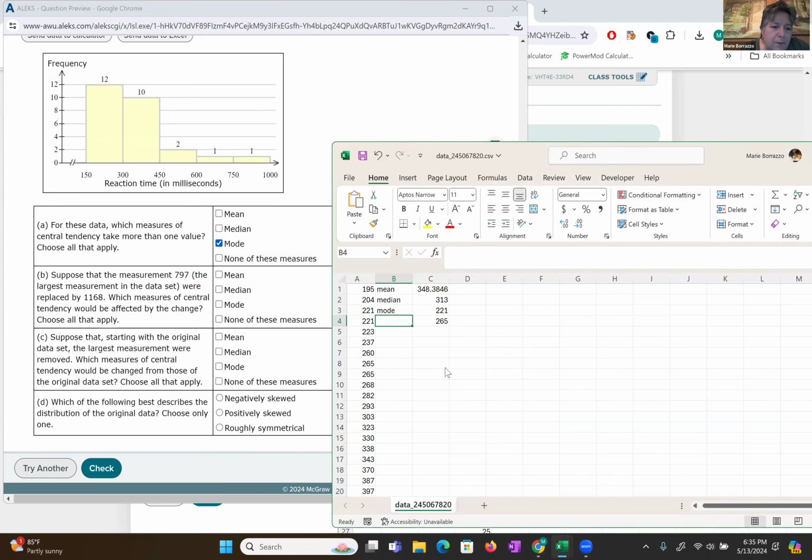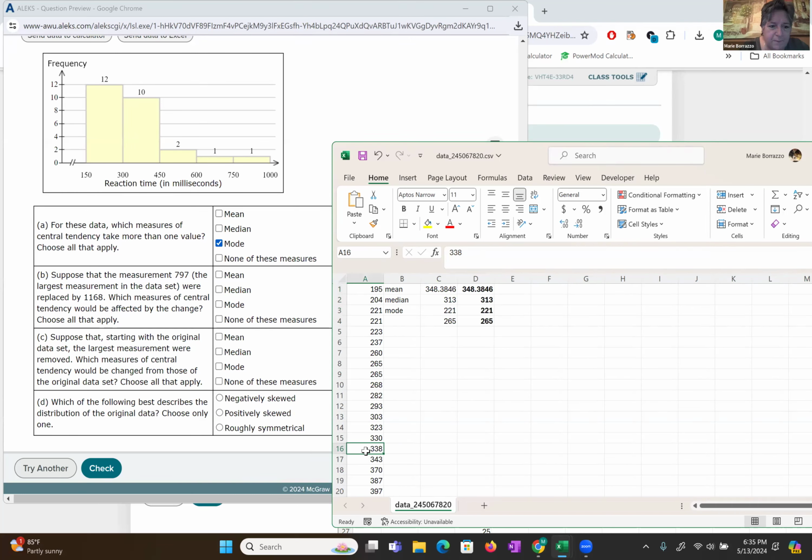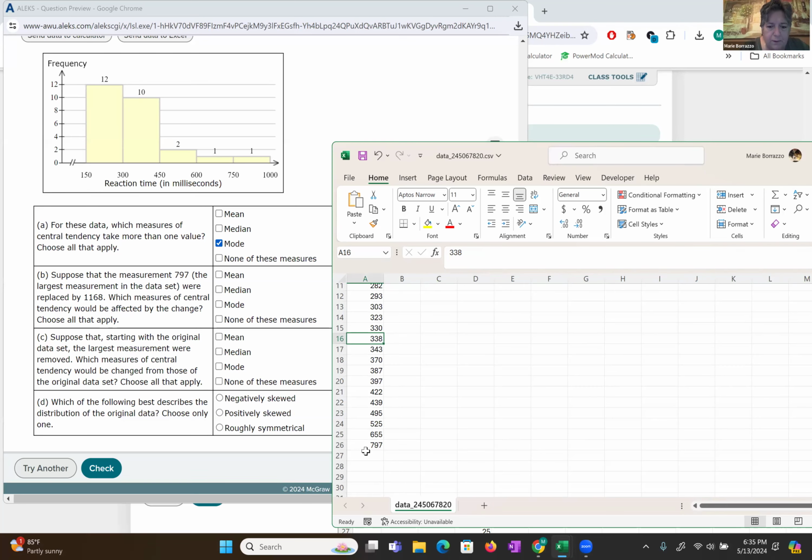Suppose that the measurement 797, which is the largest in the data set, were replaced by 1168. Based on that, I'm going to freeze these values: 348, 0.3846, 313, 221, and 265. So those are frozen. These here, I'm going to highlight and bold them. Now I'm going to change that 797 to 1168.